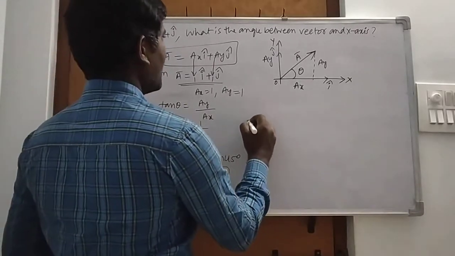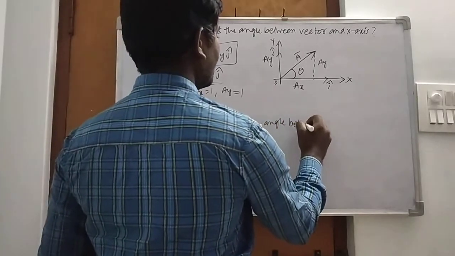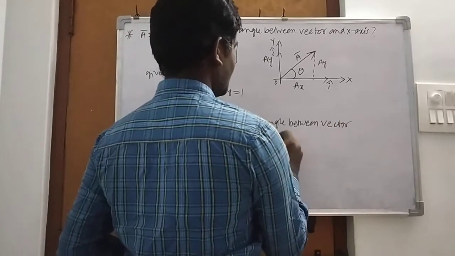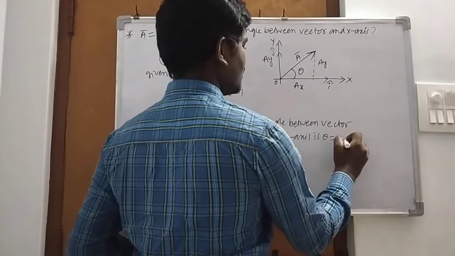Therefore, the angle between the vector and the x-axis is theta equal to 45 degrees.